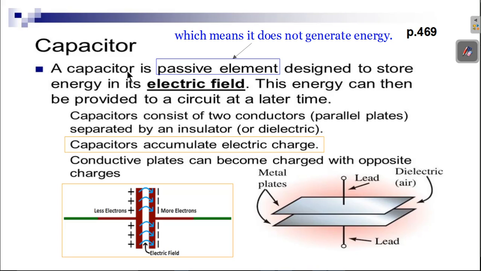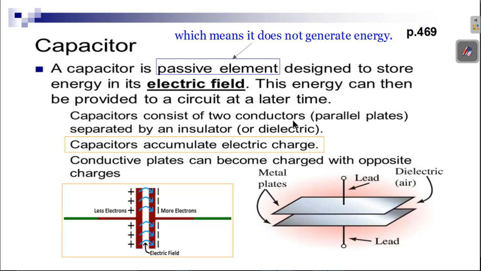What is a capacitor? It's a passive element designed to store energy in its electric field. This energy can then be provided to a circuit at a later time. What does this mean? A passive element means that it does not generate energy. It generates an electric field, so it generates an electrical potential that can generate potential energy that then can be translated into kinetic energy, which can give energy for particles to move. But it's basically a place where we store charges.